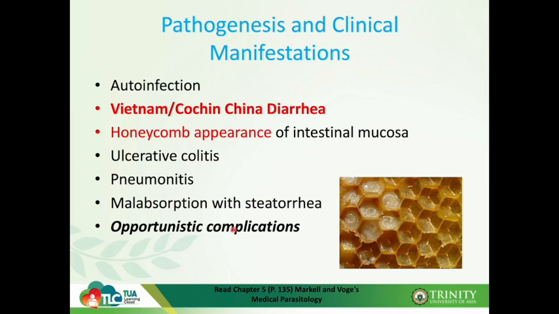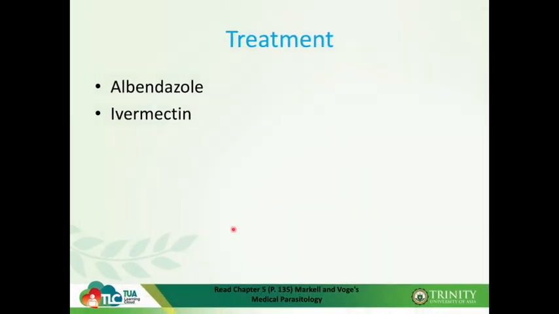Now, your reading assignment is to look at your textbook and check what are these added complications for immunocompromised individuals. Does it cause hyperinfection? Do they cause disseminated infection? Kindly read about them in your textbook. And then lastly, for the treatment, you can use albendazole and ivermectin.